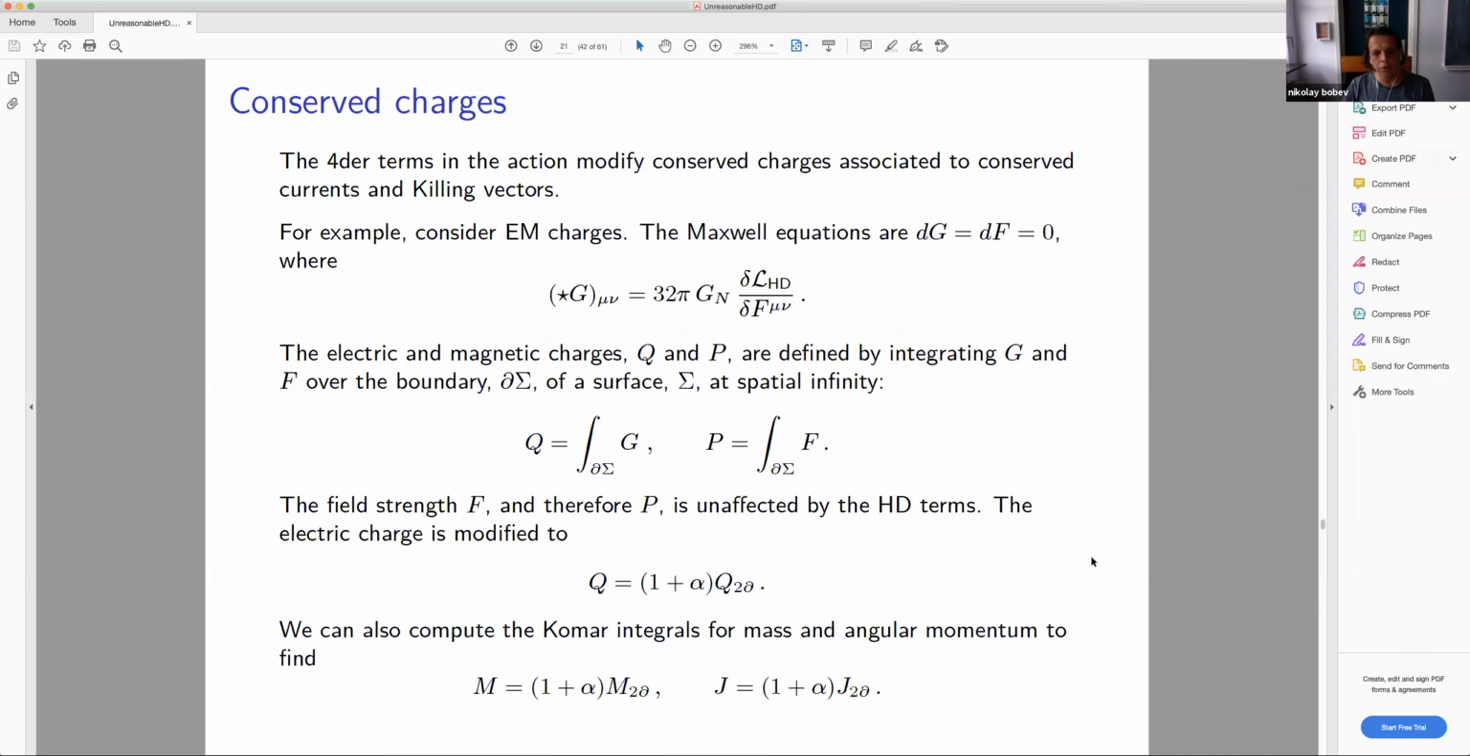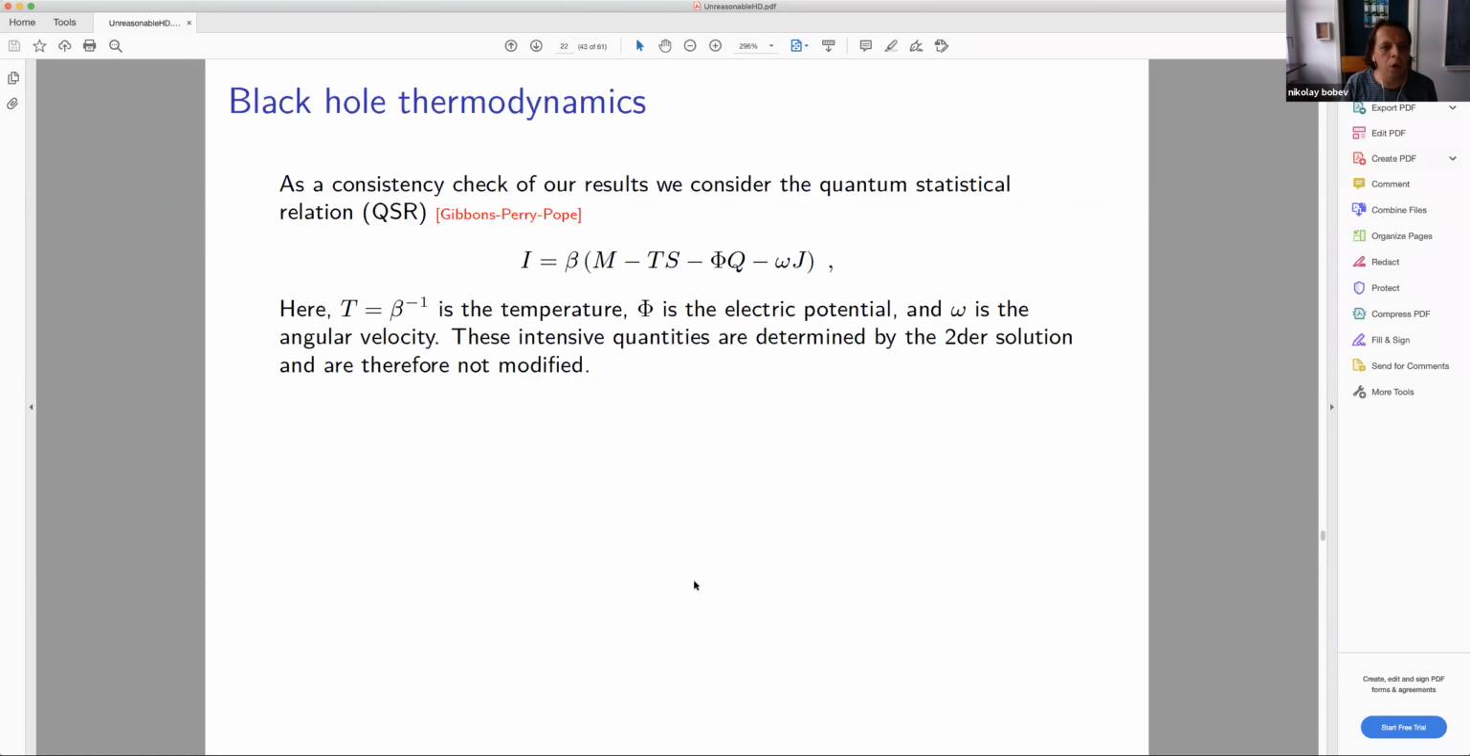You can go ahead and do the same for Komar integrals, for the mass, and for the angular momentum, if you have any, and they're corrected in exactly the same way. They have their classical value, and then this alpha is, if you wish, the 4 derivative modification of these conserved charges. Okay, to check that we know what we're doing, we did an additional painful calculation.